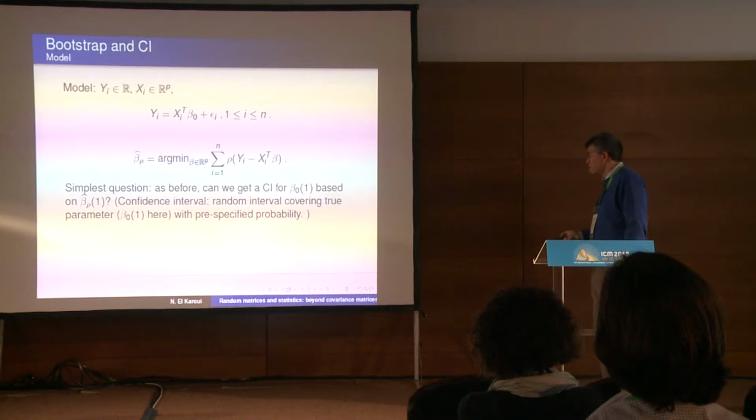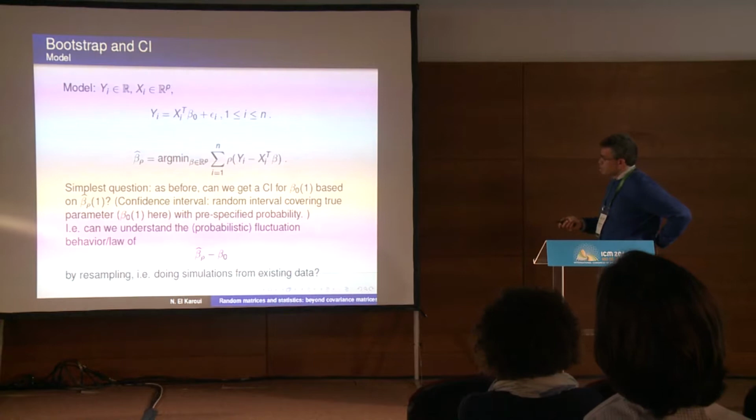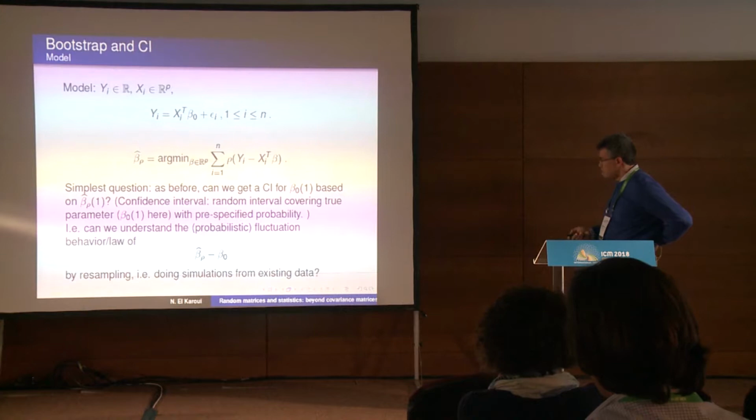For the non-statisticians in the audience, that's just a random interval that covers a true parameter with pre-specified probability. Another way to say this, if you're more probabilistically inclined, is can I understand the law of beta hat rho minus beta naught, or the fluctuation behavior of that stuff.